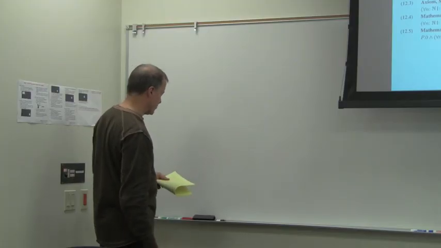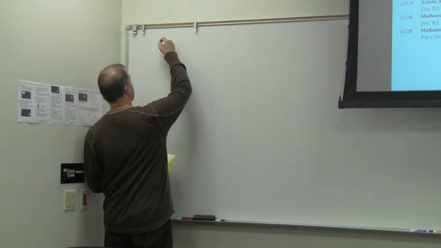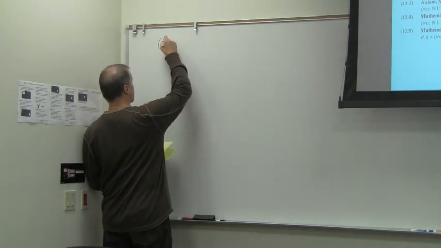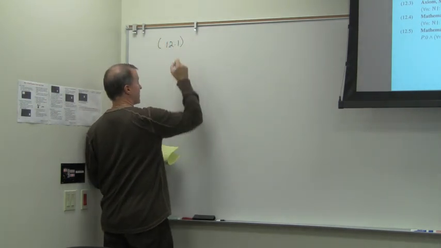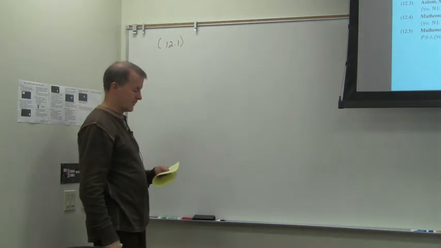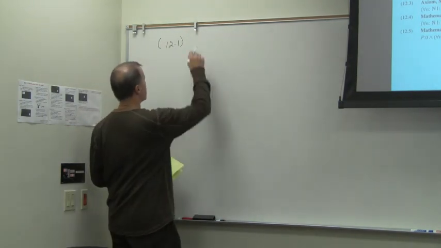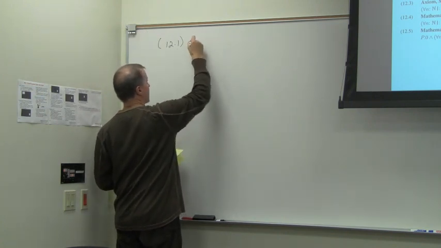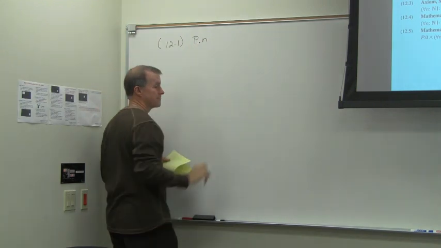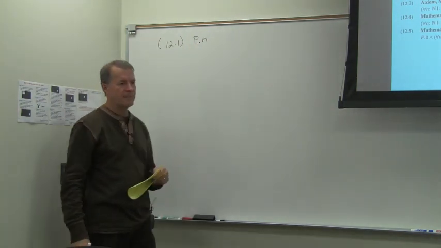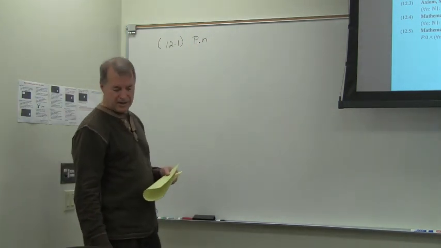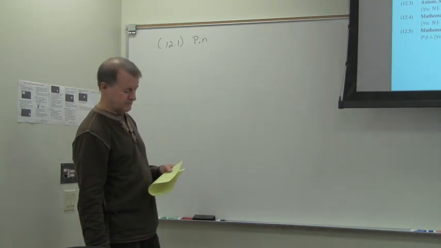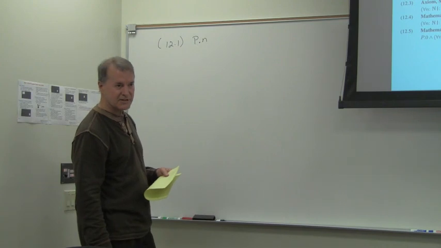Here's how it works. In the book, there is an equation 12.1, and 12.1 in the book is the following. Now, we're going to call 12.1 P of N, and P stands for predicate. In other words, it's something that's either true or false, right?